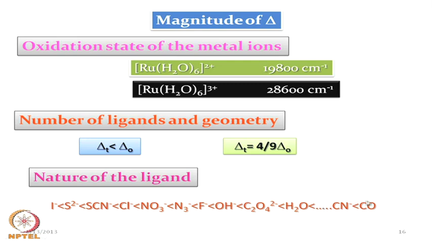Further, we can consider, though carbon monoxide is a neutral one, but its typical nature of the bonding, that we will discuss in case of molecular orbital picture, that CO will exert more delta value compared to CN minus. Though CN minus has charge, the neutral CO will have better effect in terms of the corresponding splitting. So, CO will be considered as the strongest possible ligand in the spectrochemical series compared to CN minus.